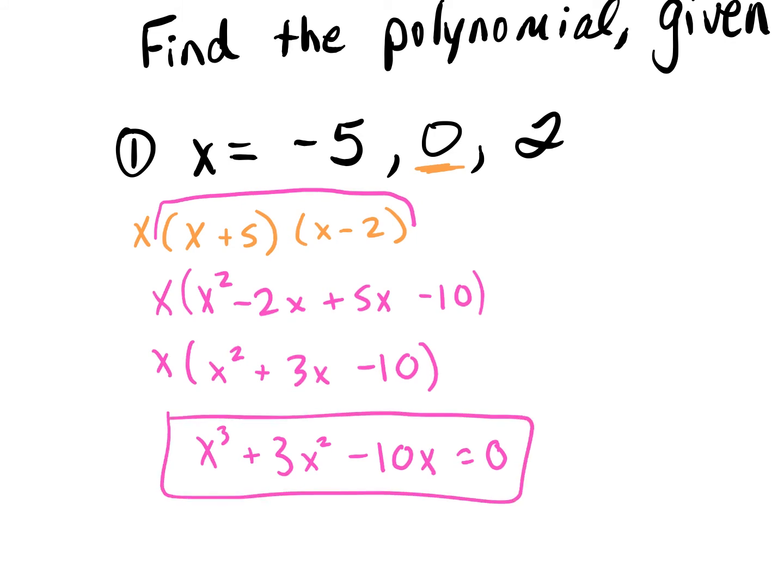One way that you can check, just to see if you multiplied it out correctly, is if we have x cubed in our answer, we have 3 answers that we started with. So if you have 3 zeros, you know your answer is going to have x to the 3rd power.